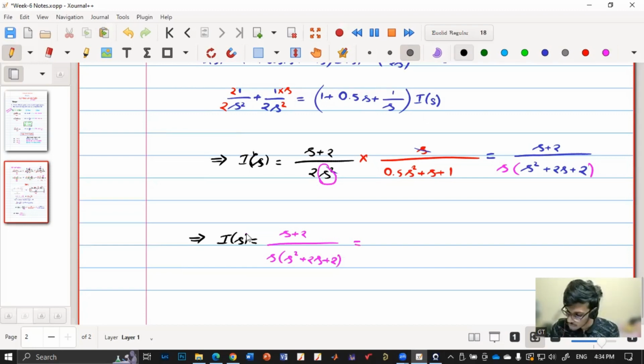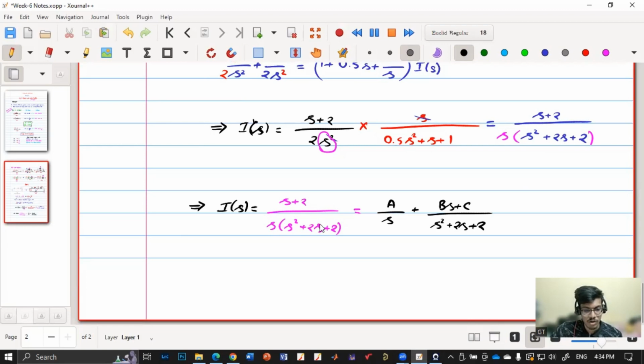Right, now we have to use the partial fractions that we have learned: A by s plus (bs plus c) by (s square plus 2s plus 2). S square plus 2s plus 2 does not have real roots because b square minus 4ac is less than 0. So it has imaginary roots and cannot be factorized, so the denominator will stay as it is. We have an s term, so the numerator will be constant, and here the denominator is second order, so the numerator will be first order. Now we have to solve for a, b, c.